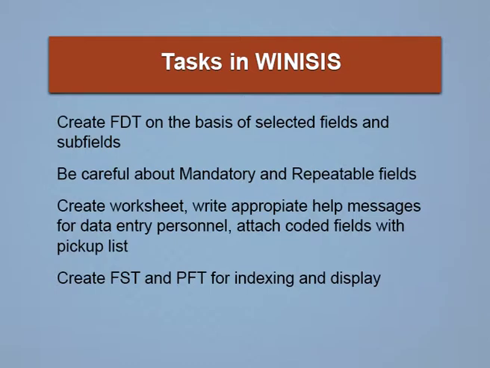So, altogether, when you are using CCF B inside the CDS/ISIS for Windows software, there are altogether 4 tasks. You need to create FDT on the basis of the selected tags and subfields. Then you need to check different kinds of mandatory and repeatable fields. Then you need to create a suitable worksheet for data entry activities. And finally, you need to create one field selection table to indicate what are the fields that need to be indexed.